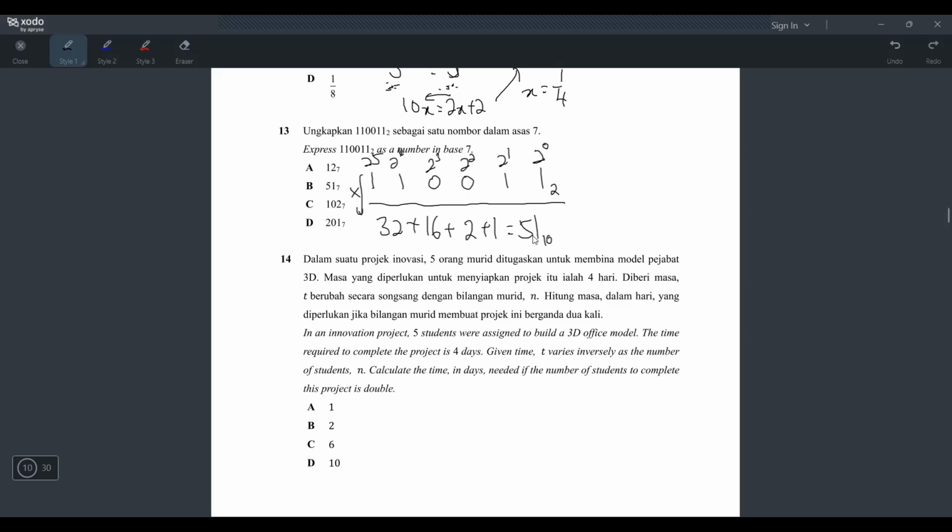It means you convert to base 10. It's not base 7 yet. So B is not the answer. No, you still have to convert to base 7. So how to do? Now you are base 10 already. How to convert to base 7?